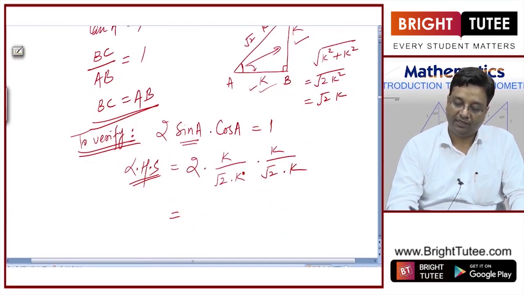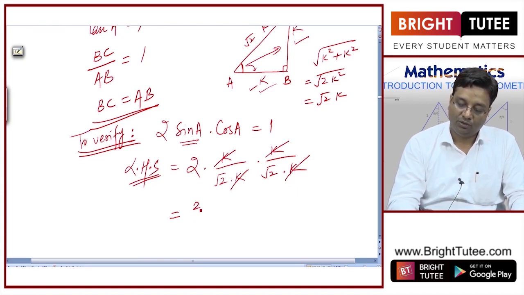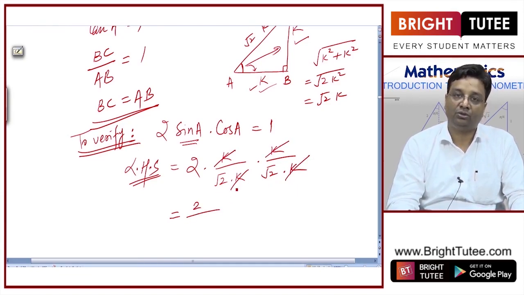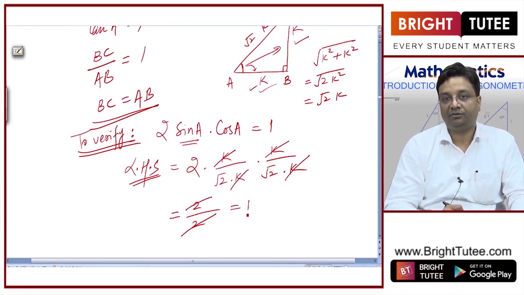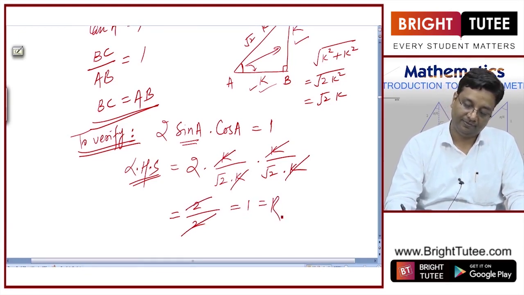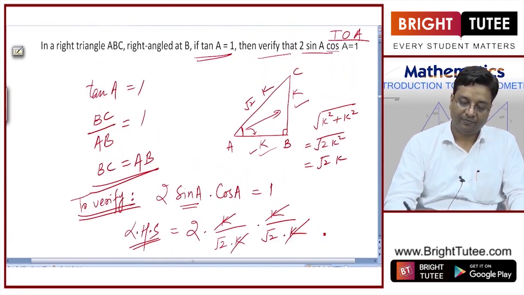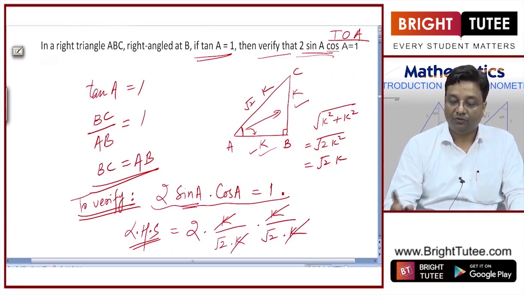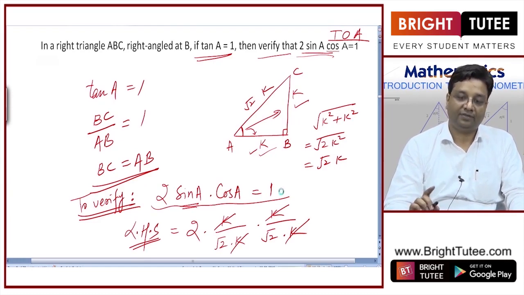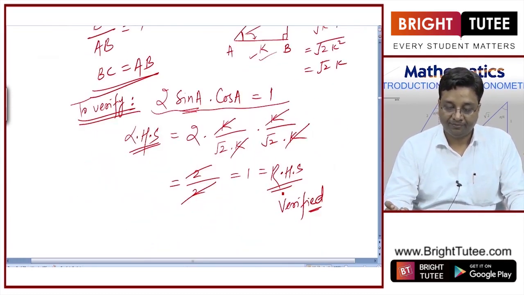So what is the left hand side here? This K gets cancelled. This K gets cancelled. 2 upon, this is root 2 into root 2, which will give you 2. So 2 gets cancelled here. Left hand side is equal to right hand side. So the result is verified. This result, 2 sin A cos A is equal to 1 for this particular triangle is verified, right?